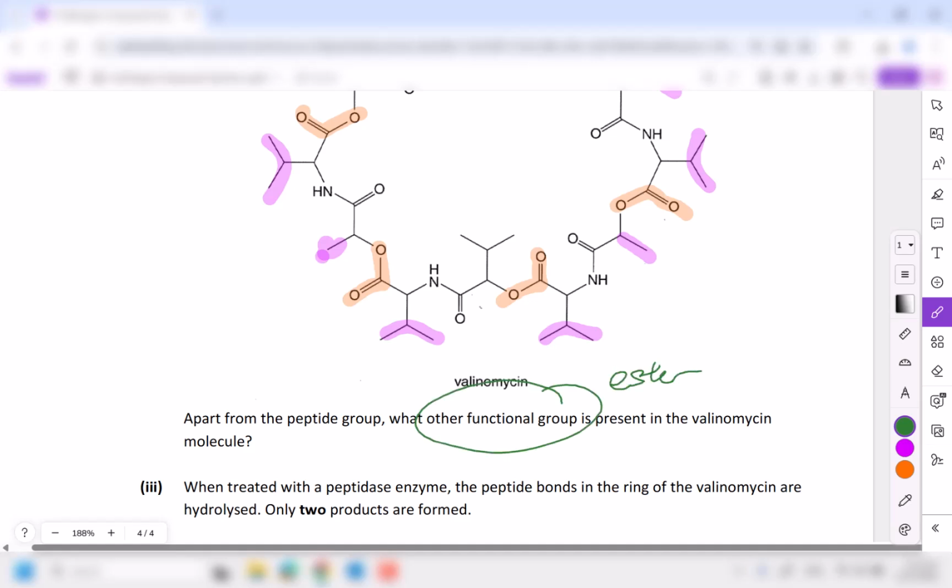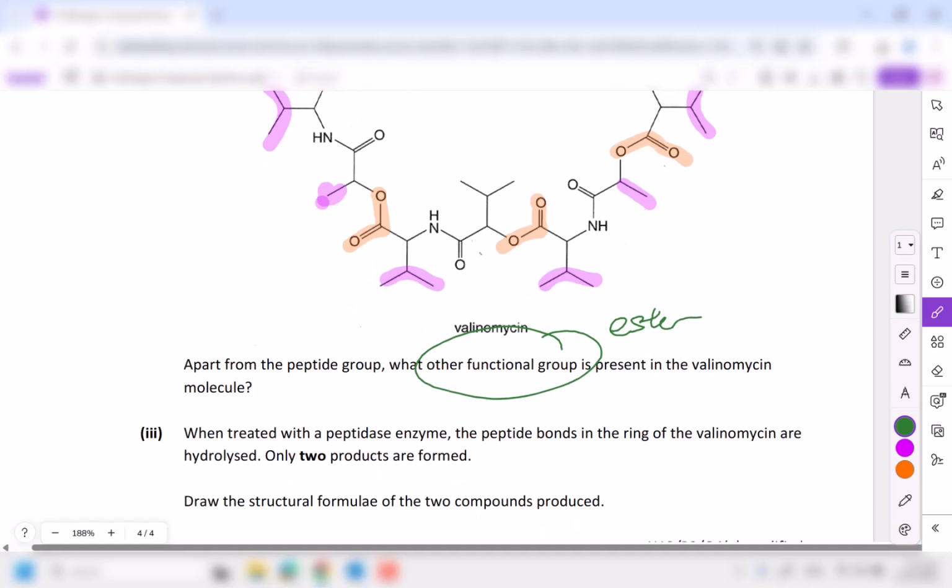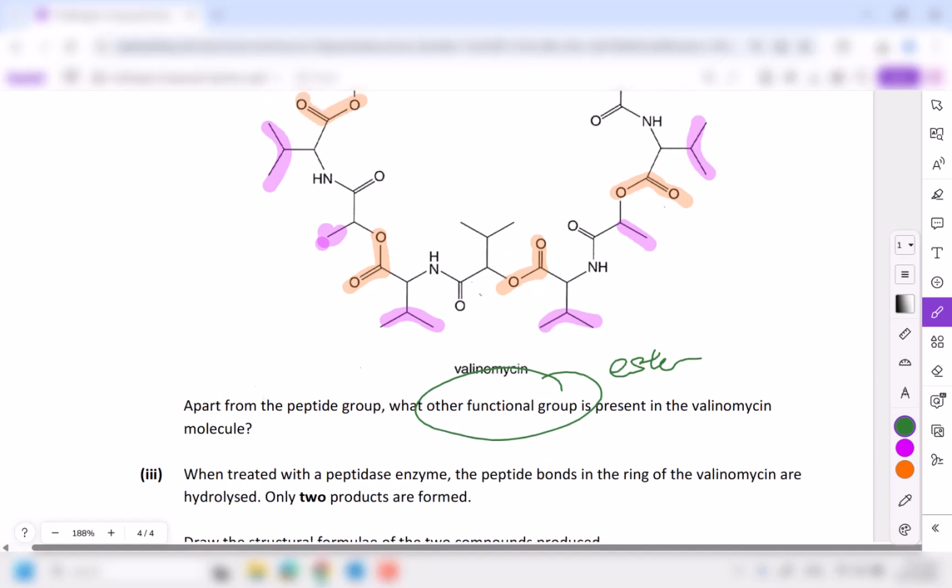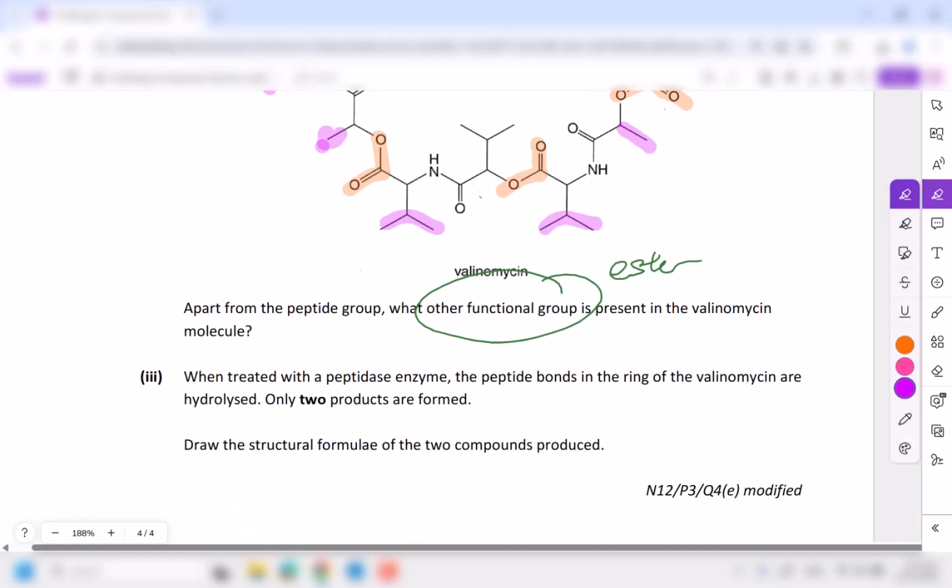Okay, right. When treated with peptidase enzyme, the peptide linkages in the ring of the valinomycin are hydrolyzed, only 2 products are produced. Okay, draw the structural formula of the 2 products. So this is only 2. Okay, so only 2 are produced. Okay, so I think we have to be a bit careful here. This peptidase enzyme only hydrolyzes peptide linkages.